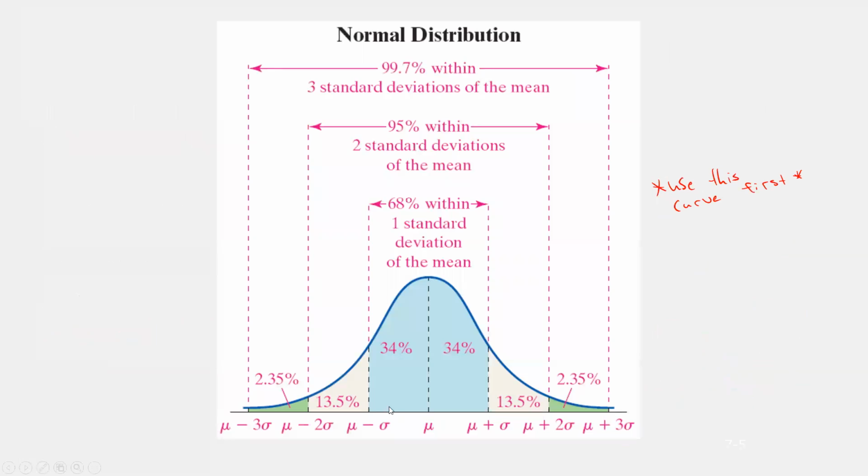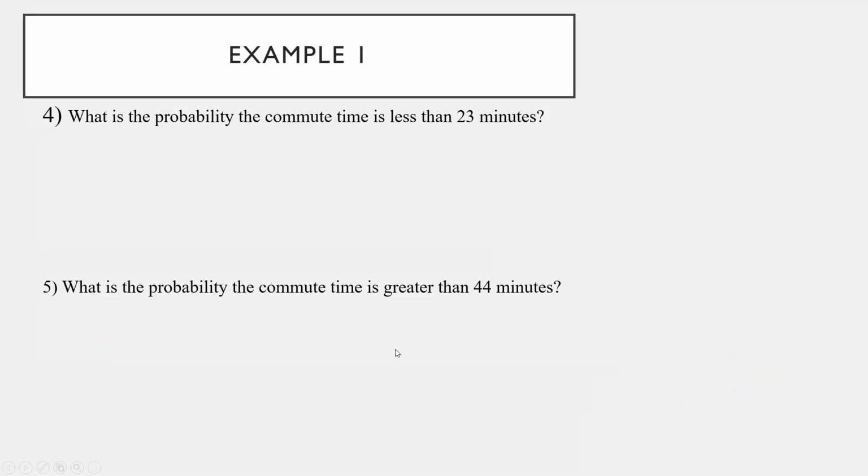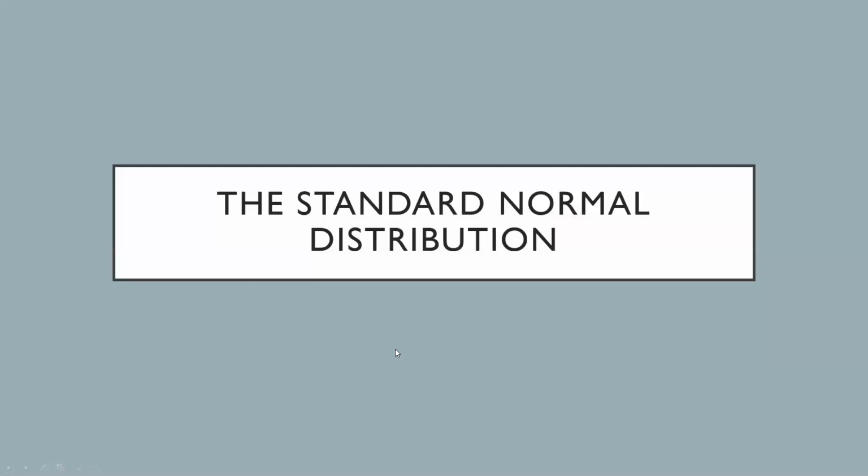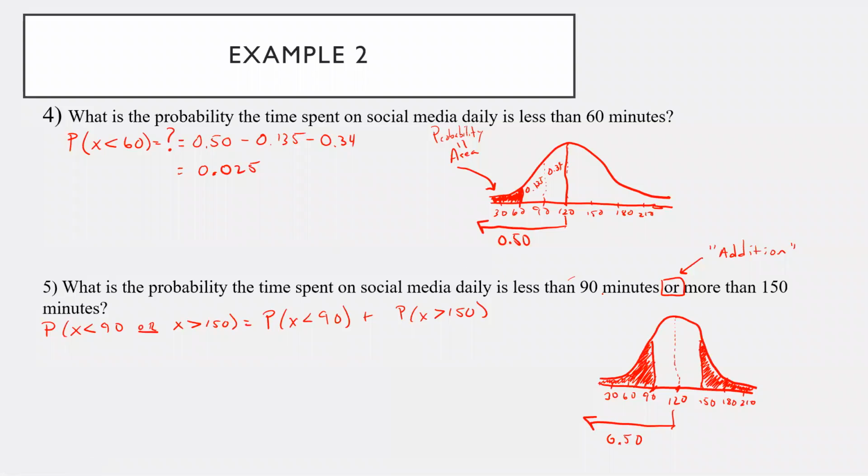So let's go back and look at our chart. To go from the mean down to one standard deviation, 34% of the area is there, okay? Yes, thank you, Tora. So I don't care about this 34%, so I have to take it away from the 50. So this part here is 0.50 minus 0.34.